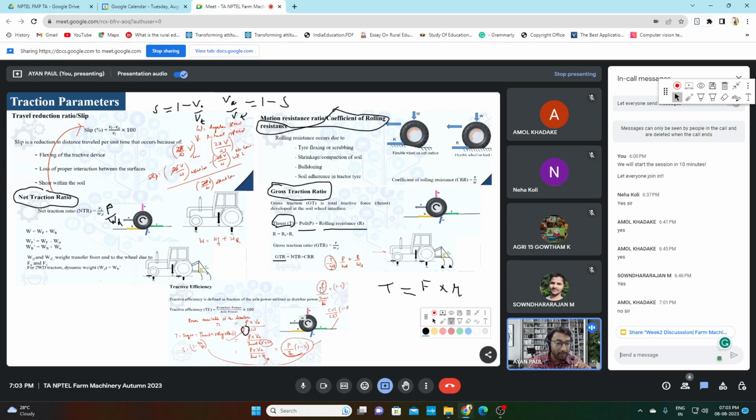So what is T by Wd? T by Wd is the gross traction ratio, GTR. P by Wd is your net traction ratio, NTR. And R by Wd is your coefficient of rolling resistance.